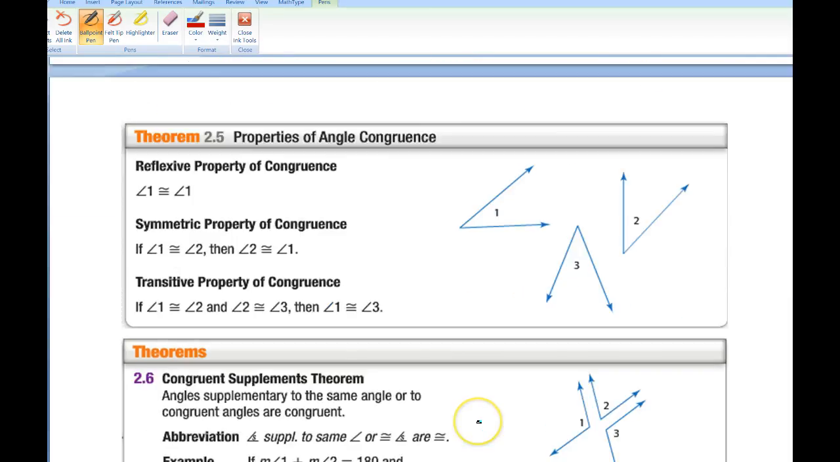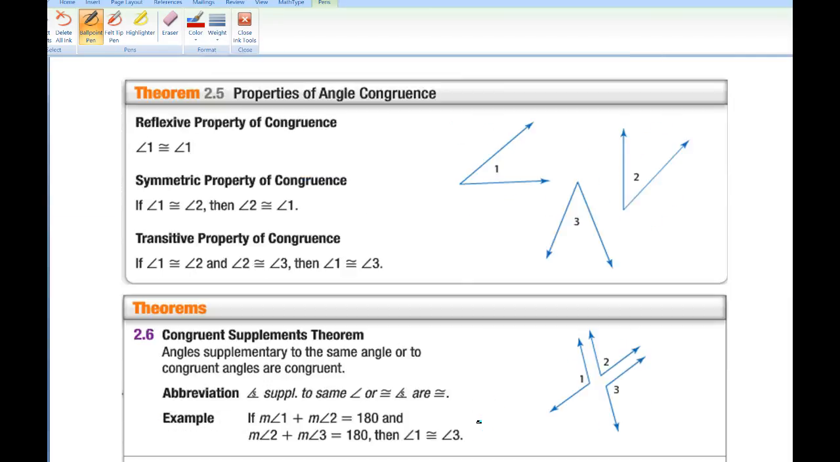No, but can I get a protractor out? It doesn't matter what it looks like. It's just solving for it. All right, next page.